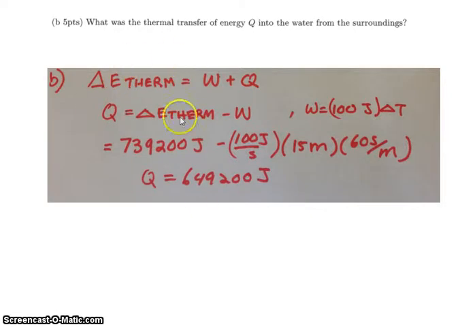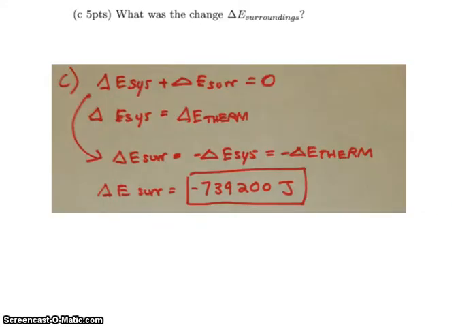If we manipulate this equation, we get Q is equal to delta E thermal minus W, where W is equal to 100 joules times the time, because the 100 joules that they give is the work on the water every second, and we need it for 15 minutes in order to reach the final temperature. So we're going to use what we found in part A, this number, minus 100 joules times 15 minutes times 60 seconds to convert minutes into seconds. And we find that Q is 649,200 joules.